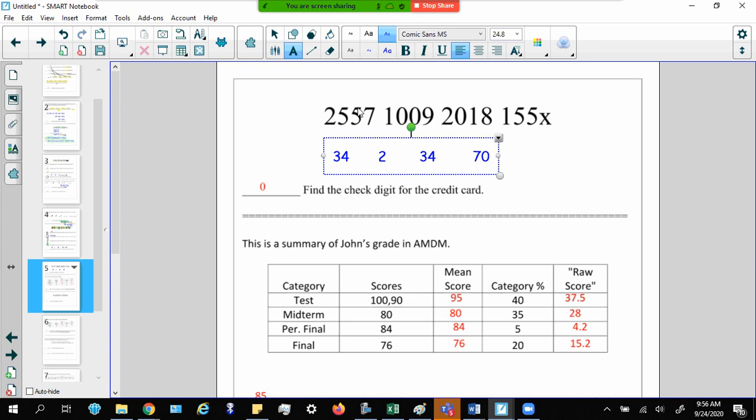So what that means is the check digit has to be a 0, because if the check digit was anything other than a 0, then that 70 would become a number that does not end in a 0.